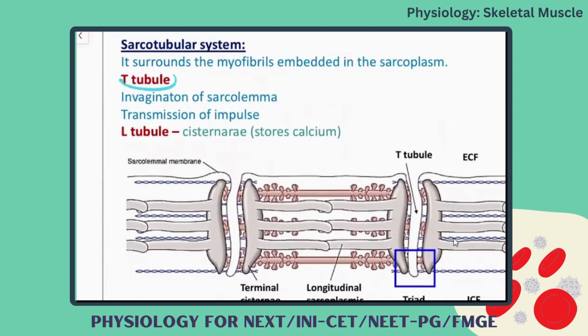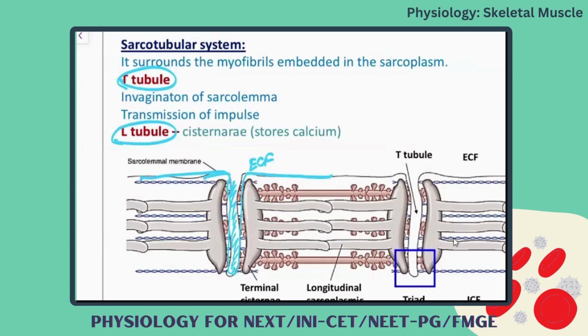You have two types of tubules, T tubules and L tubules. As the name suggests, T tubules are T-like invaginations of the sarcolemmal membrane. So here you have the ECF. These T tubules make the ECF go and communicate with the interior of the sarcomere also.